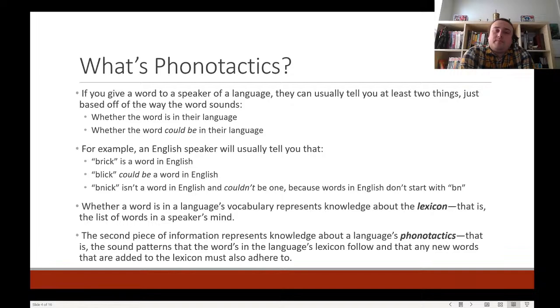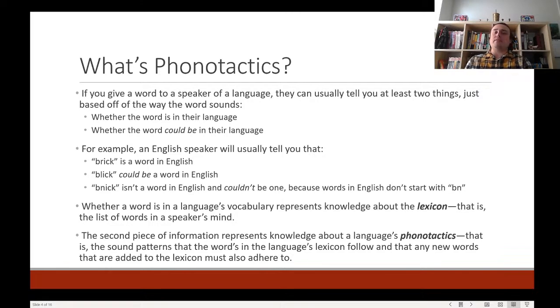So for example, an English speaker is usually going to tell you that brick is already a word in English, right? They're those red rectangular things we build buildings out of. They could also tell you that blick isn't probably a word in English, right? But it could be. There's nothing about the sounds in blick that make it sound not English-like. It sounds like a perfectly fine English word. As opposed to bnick, B-N-I-C-K, which isn't a word in English and doesn't really sound like it could be one, right? Words in English don't really start with B-N.